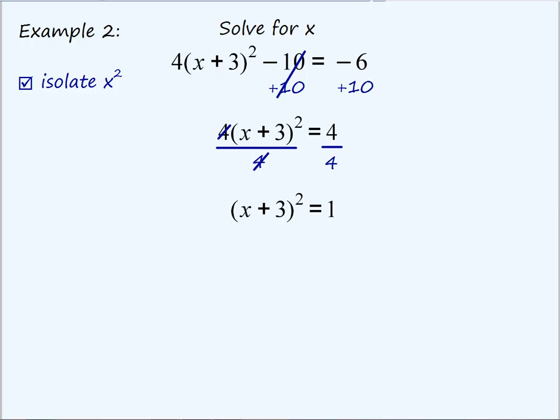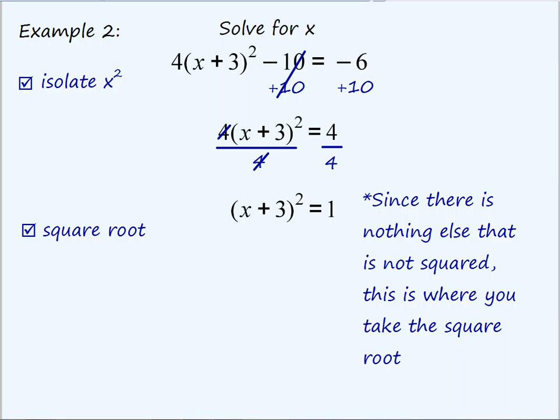Now, this part's a little bit tricky. Since it's not just x that's squared, this is a little bit of a different problem. Since there's nothing else on the left-hand side of my equation that's not squared, this is where I would take the square root, because the next thing I need to undo is this squared. So this is the point where I'm going to take the square root.